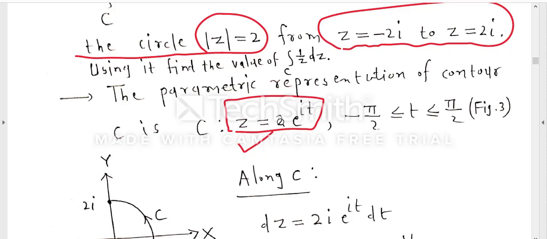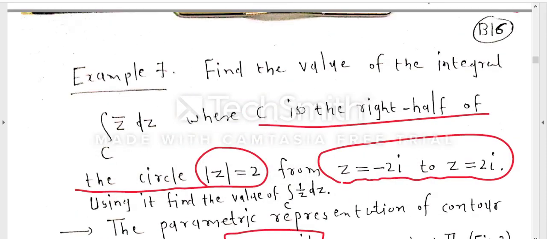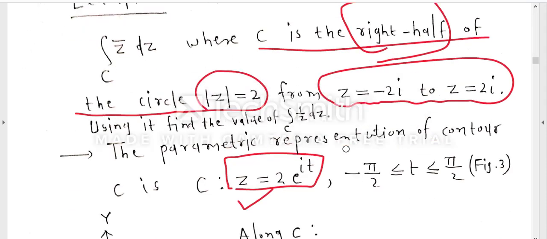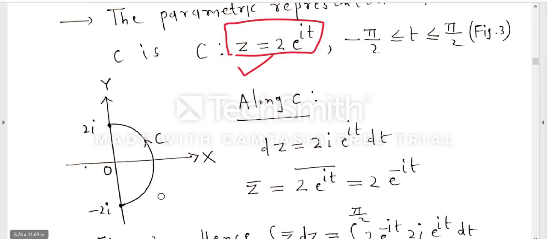But we don't have to consider the whole portion of the circle. Our contour is the right half of the circle, mod z equal to 2, from z equal to minus 2i to z equal to 2i. So this is our contour, the right semicircle. At this point, what is the value of t? The value of t at this point is minus pi by 2, and at this point t is pi by 2.